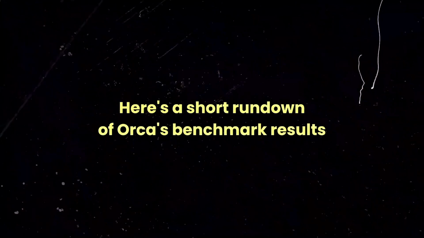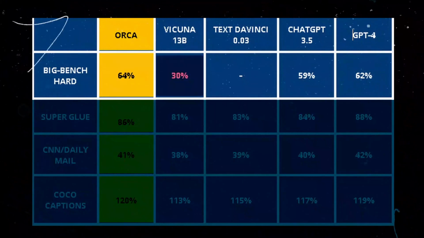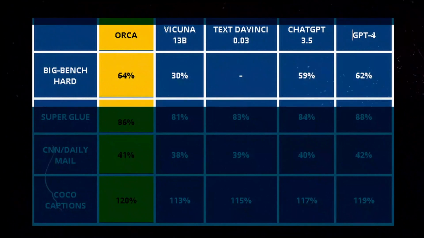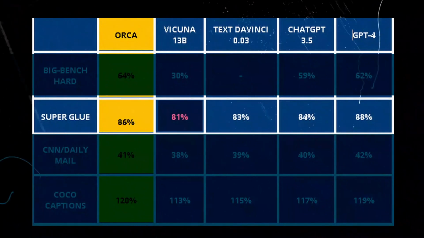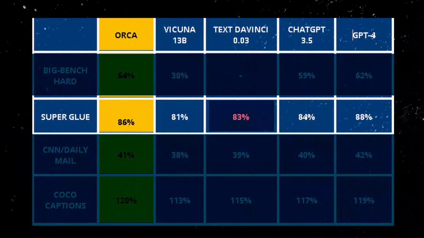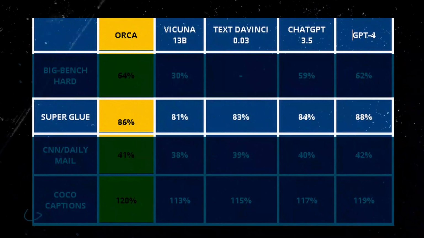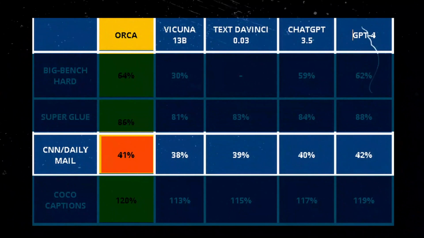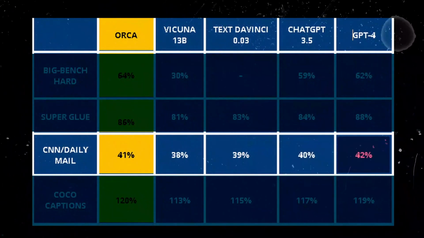Here's a short rundown of ORCA's benchmark results. It achieves a 64% accuracy on Big Bench Hard BBH, more than double Vicuna 13B's 30%, and outperforming ChatGPT's 59% and GPT-4's 62%. It obtains an 86% average on Superglue SG, outperforming Vicuna 13B's 81%, TextDaVinci 0.03's 83%, ChatGPT's 84%, and closely equal GPT-4's 88%. ORCA receives a Rouge L score of 41 on CNN Daily Mail CDM, surpassing Vicuna 13B's 38%, TextDaVinci 0.03's 39%, ChatGPT's 40%, and close in on GPT-4's 42%.